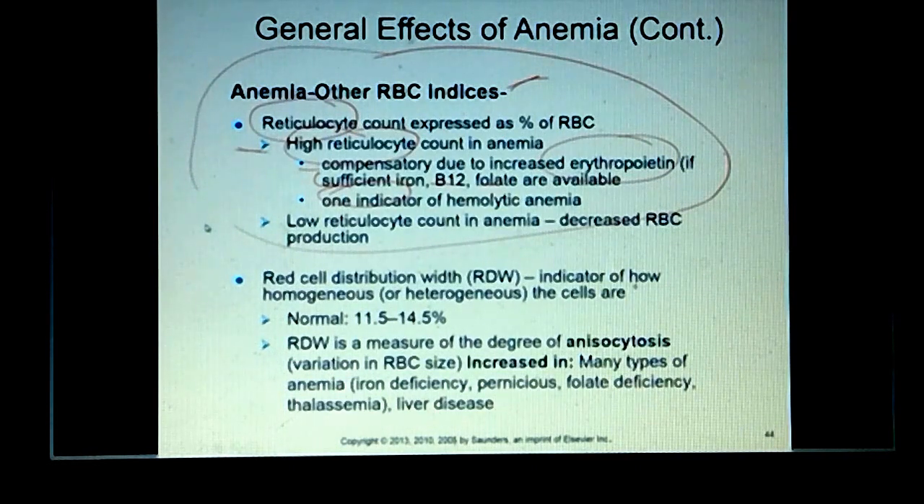When you start increasing the variation in the red blood cell size, where now maybe it's 25%, all different sizes of red blood cells, that can occur in several forms of anemia, like iron deficiency, pernicious anemia, folate deficiency, thalassemia, and liver disease. So you're looking at the spread of the size of the MCVs. In this case, the width, but the size of the red blood cells.